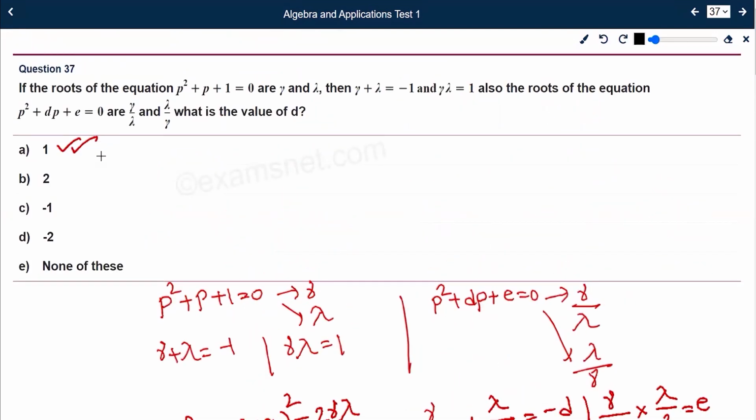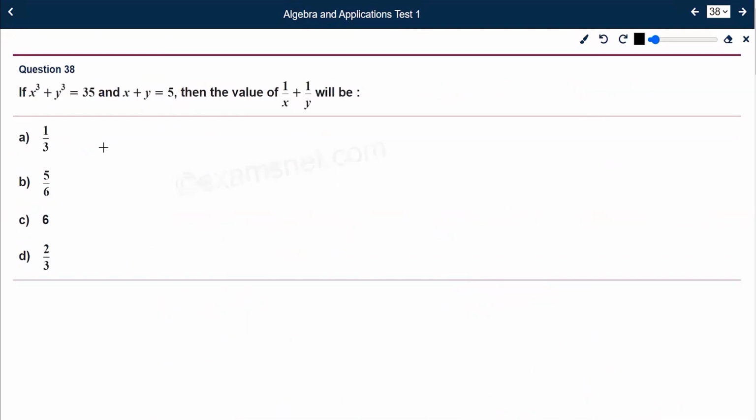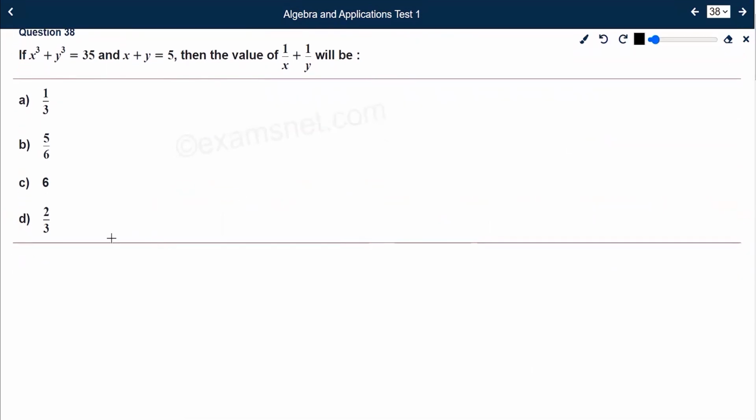Now let's move towards the next sum. Question number 38. If x cube plus y cube equals 35 and x plus y equals 5, then the value of 1 by x plus 1 by y will be. Let's copy down whatever information we are given here.